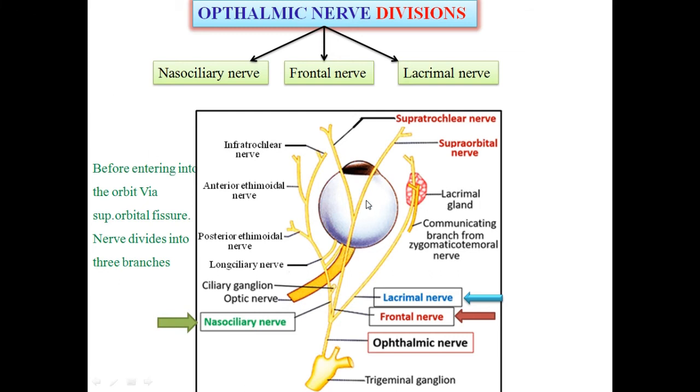So you can see here the ophthalmic nerve, which is the first branch of the trigeminal nerve. Soon after, it divides into three divisions: lacrimal nerve, frontal nerve and nasociliary nerve. Before entering the orbit via the superior orbital fissure, the nerve is divided into these three divisions.